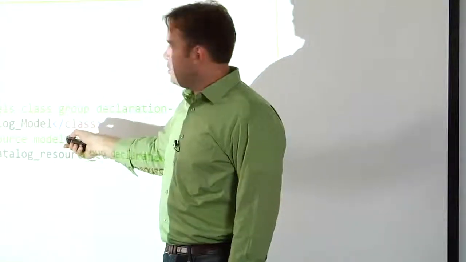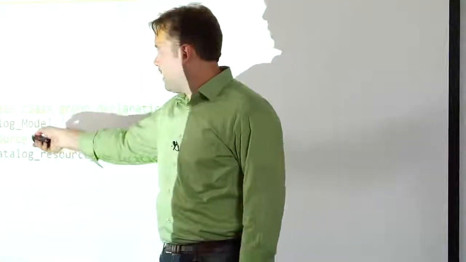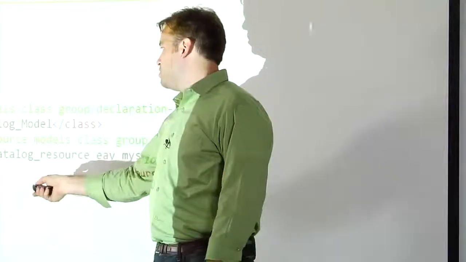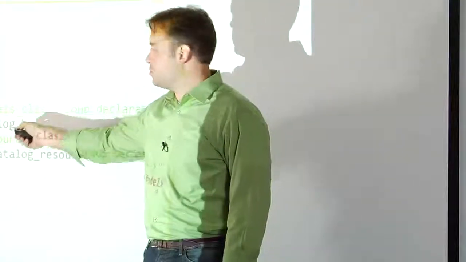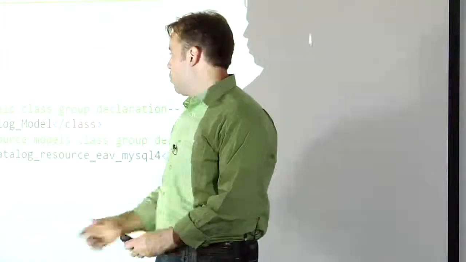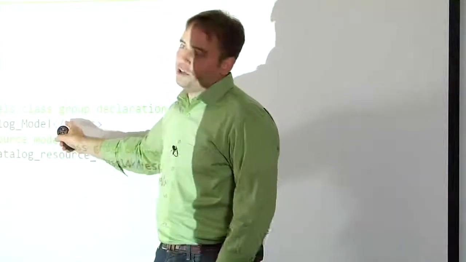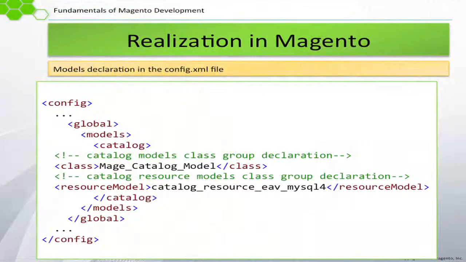the configuration object will be used. We'd match catalog, but inside catalog we would look for resource model. And in resource model, we actually define another node under models. So then the system will hit this and go look under models for a node, catalog resource EAV MySQL 4, and we'll look for a class node in there. We'll touch on all that soon, but that's the pattern in Magento for blocks and helpers and models.